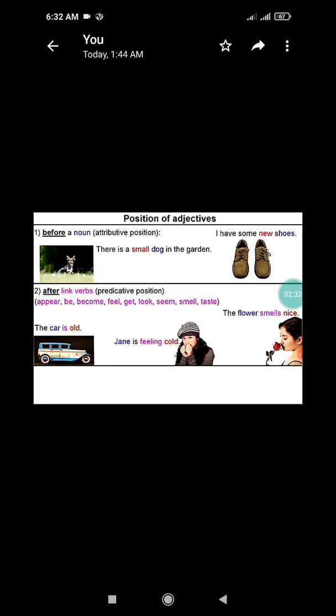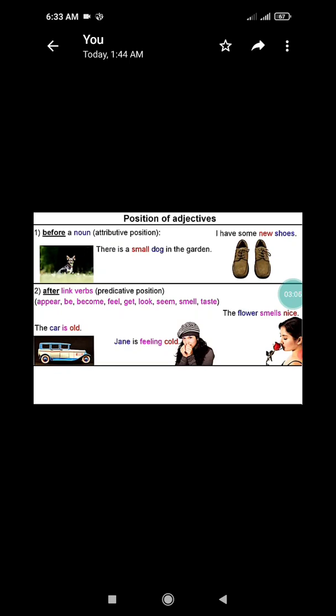So what are the linking verbs? Linking verbs like appear, be, become, feel, get, look, smell, and taste. Okay? So let's look at some examples. The car is old. Here is the linking verb be, and this is the noun car. Old is the adjective, and as we see, the adjective is after the linking verb.